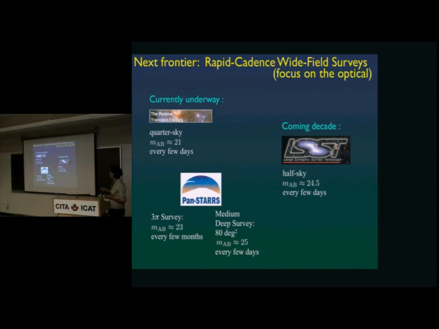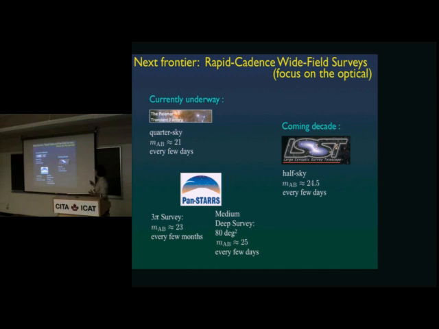Then there's also Pan-STARRS, whose 3-pi survey is imaging 3-pi of the sky deeper than PTF, down to magnitude 23, but only every few months. And then there's the Medium Deep survey, which is imaging just a small spatial area, but very deeply, down to magnitude 25, and often every few days.